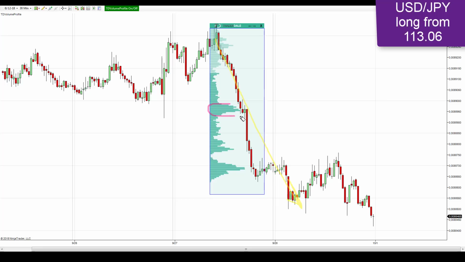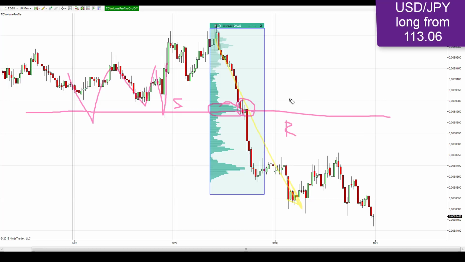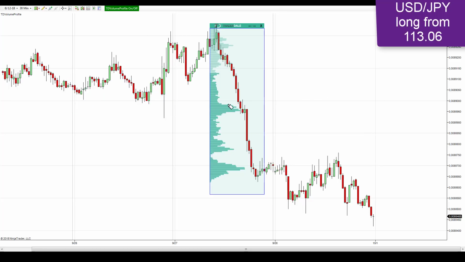And this is the volume cluster I showed you before. Those are the rejections of this area. And this is the place where support became a resistance if we speak about futures. And you've probably noticed that those volumes are much heavier, much more significant, and much better visible than on Forex.